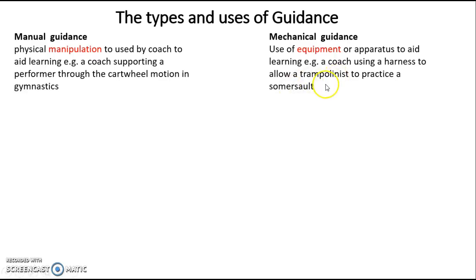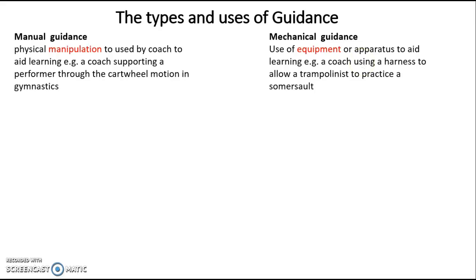For example, you could also say a rugby scrum machine. It's holding the scrum together, allowing them to practice the movement of pushing in a scrum. So these two then are very similar. They're external types of guidance. Okay. Now, if you look at this and think, one is the physical manipulation by a coach. The other one is the use of equipment to aid the learner through a skill.